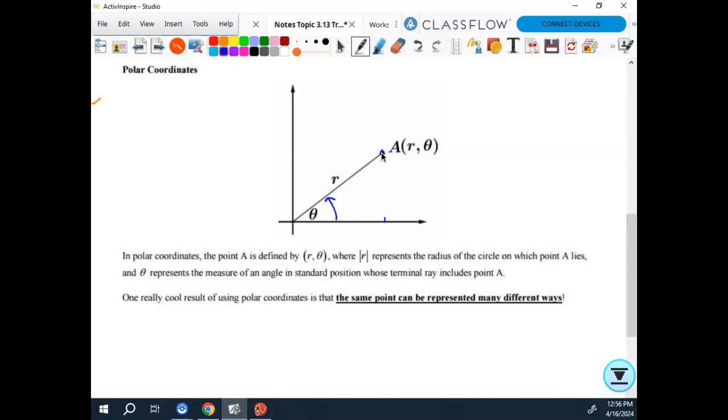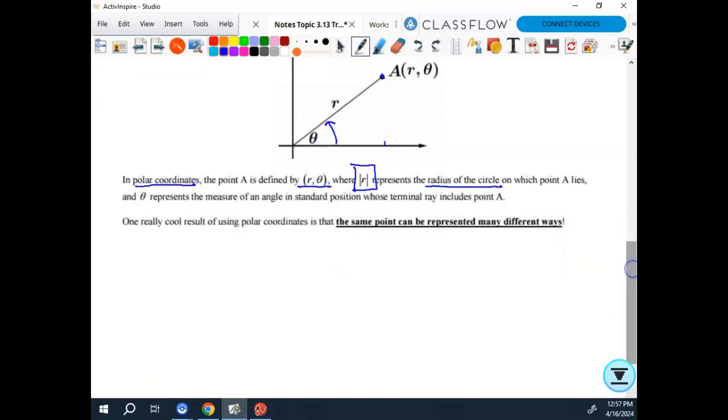R being the radius of a circle, and your ordered pairs are (r, theta), not (x, y), okay? So in polar coordinates, a point is defined by (r, theta). The absolute value of r is the radius of the circle. Theta represents the measure of the angle.